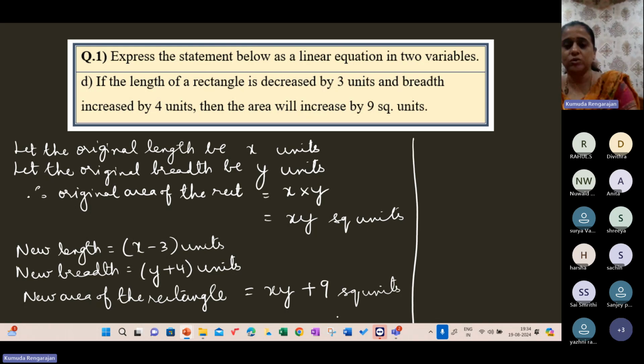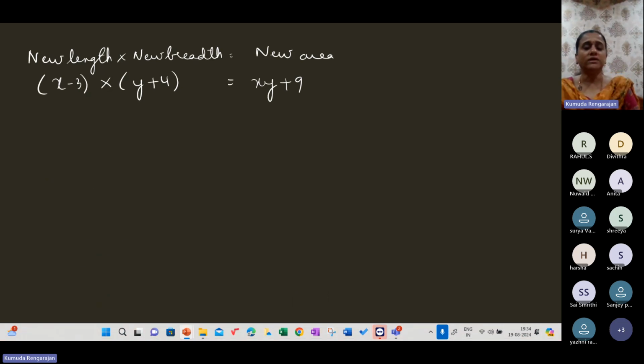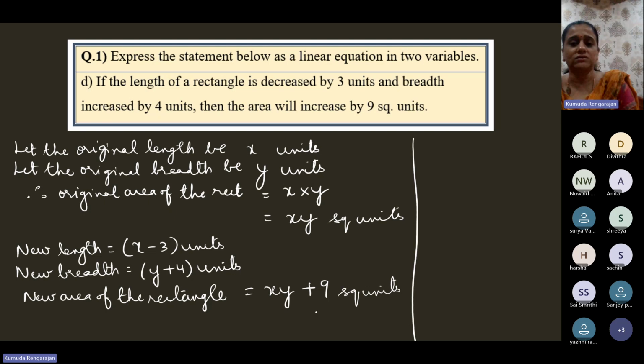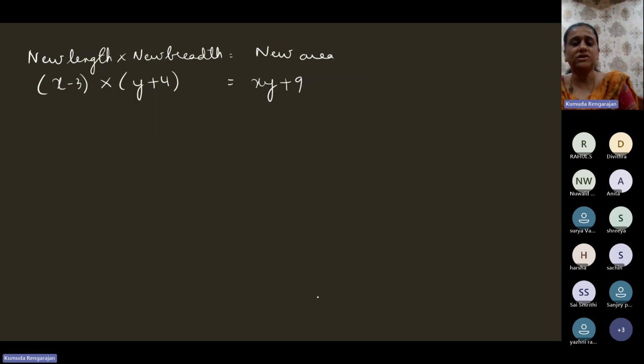Now how do you construct the equation? New length into new breadth is equal to new area. This is all only assumption. Okay, so this is the equation: new length into new breadth is equal to the new area.